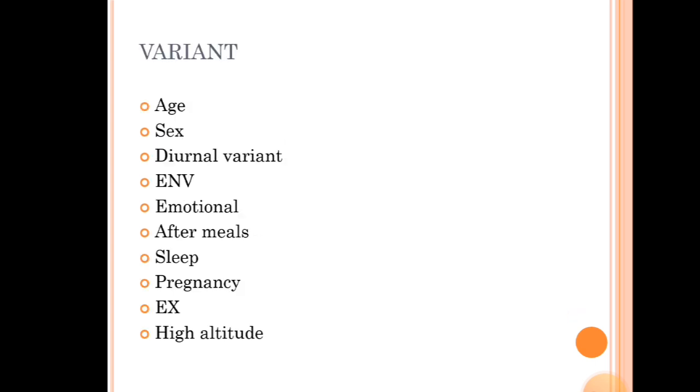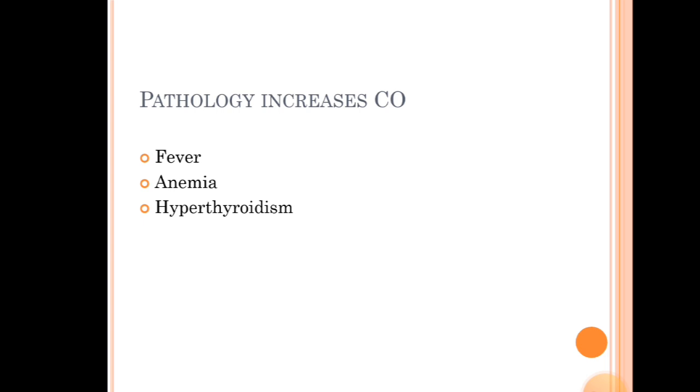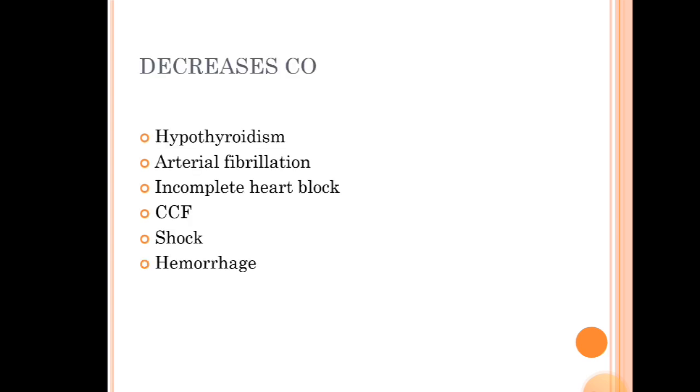So the variants are age, sex, diurnal variation, environment, emotion, after meal, sleep, pregnancy, exercise, and high altitude. Pathologies which can increase the cardiac output are fever, anemia, and hyperthyroidism. Conditions which decrease the cardiac output are hypothyroidism, atrial fibrillation, incomplete heart block, CCF, shock, and hemorrhage.